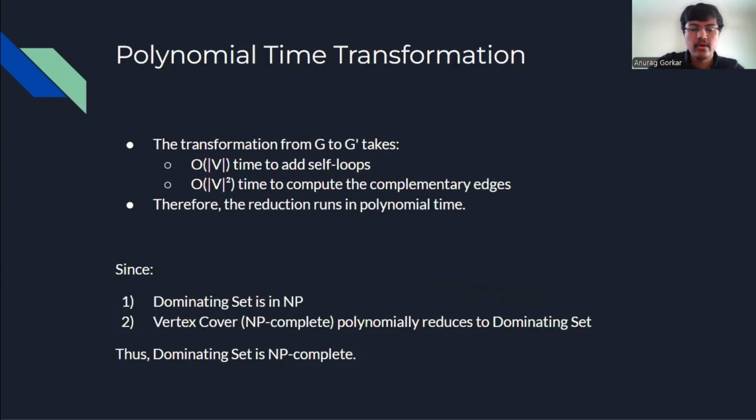Now we'll look at the polynomial time transformation. The transformation of G to G', that is adding self loops and computing the complement, can be done in polynomial time. So the reduction is efficient, satisfying the requirements to show that the dominating set problem is an NP-complete problem.